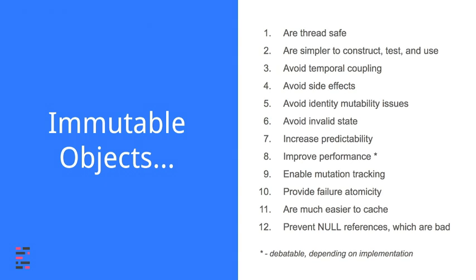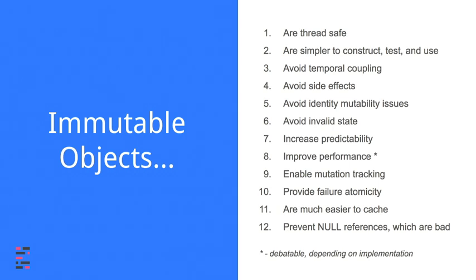So number one, immutable objects are thread safe. They are simpler to construct, test, and use. They avoid temporal coupling. Scary term. We're going to actually go look at that one. They avoid side effects, which we talk about a lot in functional programming. They avoid identity mutability issues. They avoid invalid state. They increase predictability.